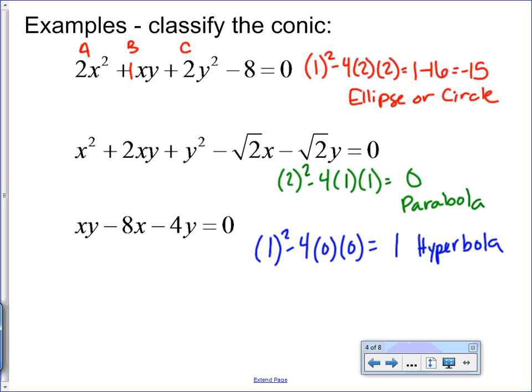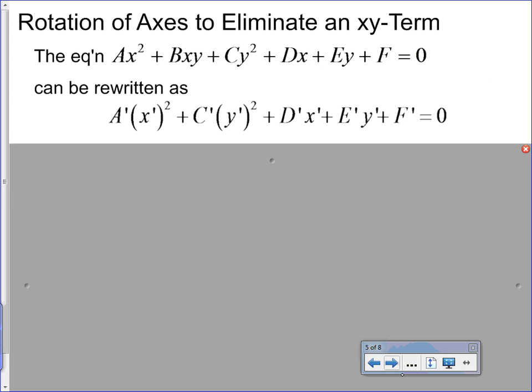Okay, so here's the meat of what we're going to do today, and I would take the time to jot this down in your notes. If you see a general form equation that has an xy term, so ax squared plus bxy plus cy squared plus dx plus ey plus f equals 0, you automatically know that's a rotated conic because the xy term is present.